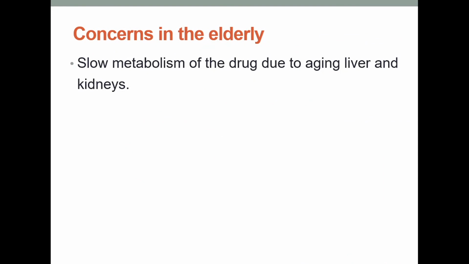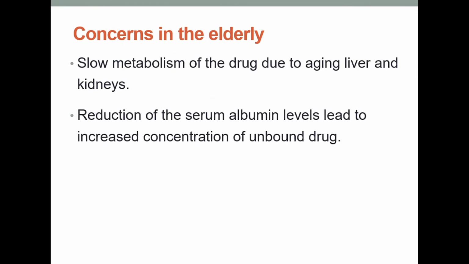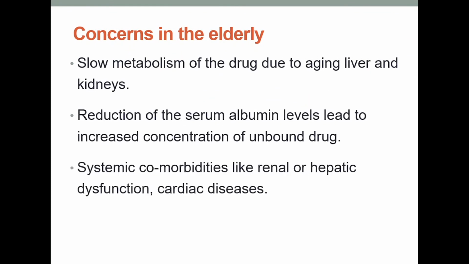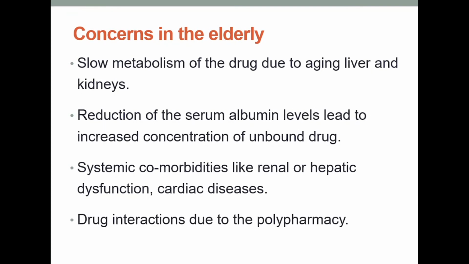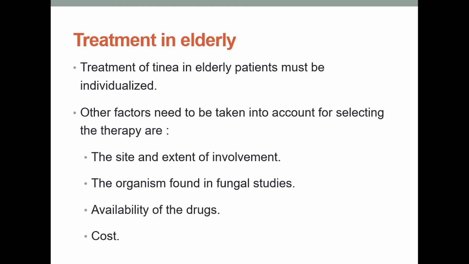Concerns in the elderly: slow metabolism of the drug due to aging liver and kidneys, reduction of serum albumin levels leading to increased concentration of unbound drug, systemic comorbidities like renal or hepatic dysfunction and cardiac diseases, and also drug interactions due to polypharmacy. Treatment of tinea in elderly patients must be individualized. In addition, other factors need to be considered, like site and extent of involvement, organisms found in cultures, availability of the drugs, as well as the cost.